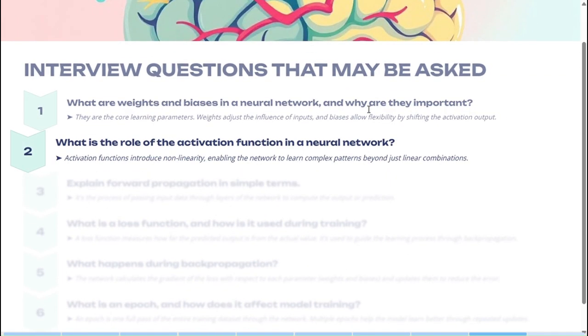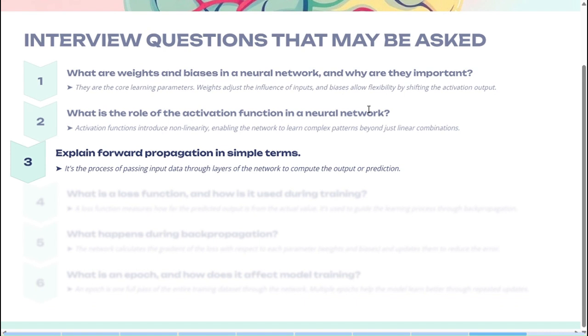Next, what is the role of the activation function in a neural network? Activation functions introduce nonlinearity, enabling the network to learn complex patterns beyond just linear combinations. Next, explain forward propagation in simple terms. It's the process of passing input data through layers of the network to compute the output or prediction.